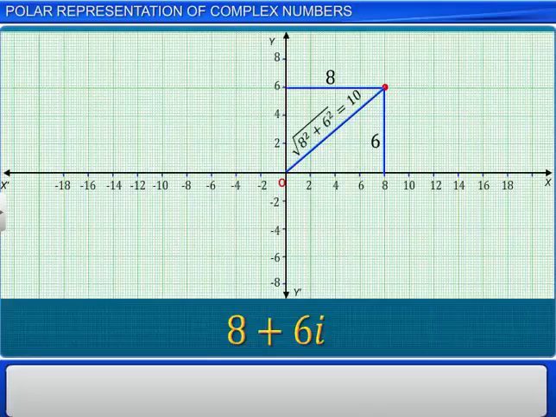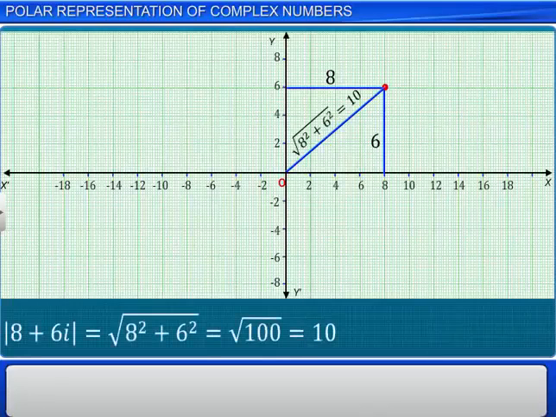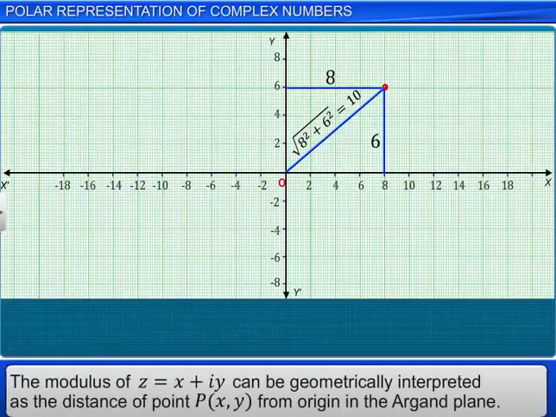The distance of point P from the origin is the modulus of the complex number 8 plus 6i. As you can see, this is the same way in which we calculate the modulus of a complex number. Therefore, the modulus of complex number z equal to x plus iy can be geometrically interpreted as the distance of point P(x, y) from the origin in the Argand plane.